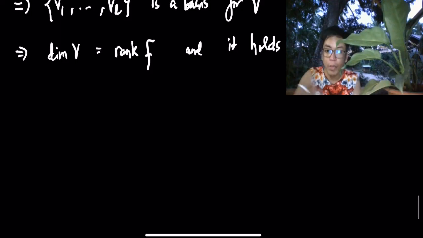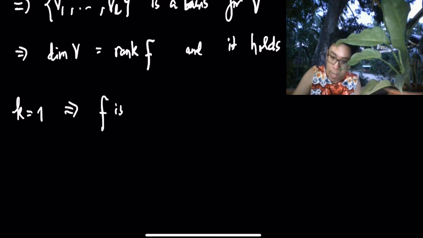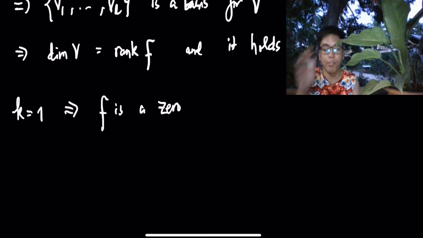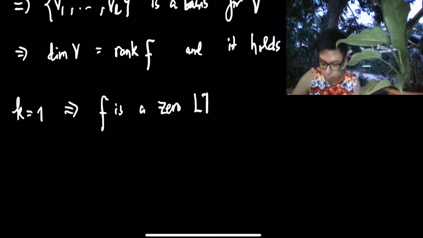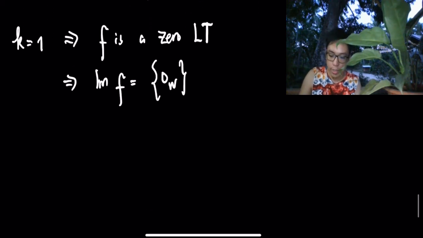Now, what happens when k is n? When k is n, this implies that F here is the zero linear transformation. So that means this is the only linear transformation, and so this implies that the image of F is actually the set containing 0 of W. So it holds in this case.